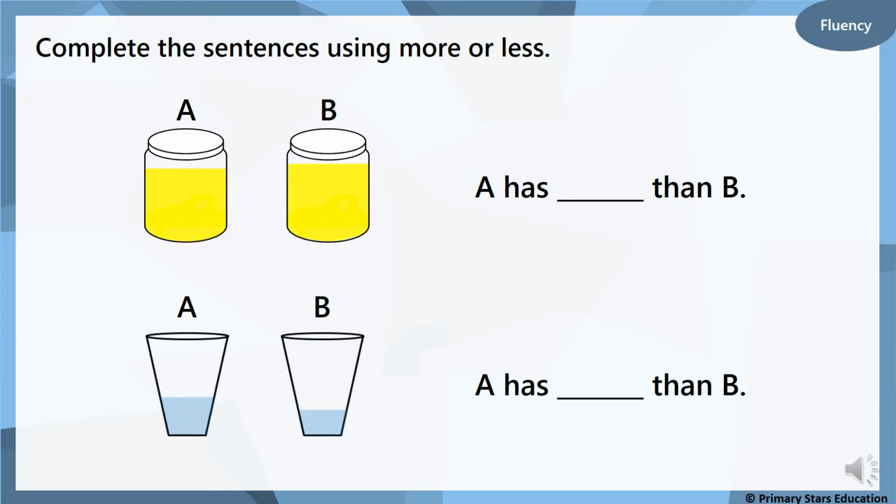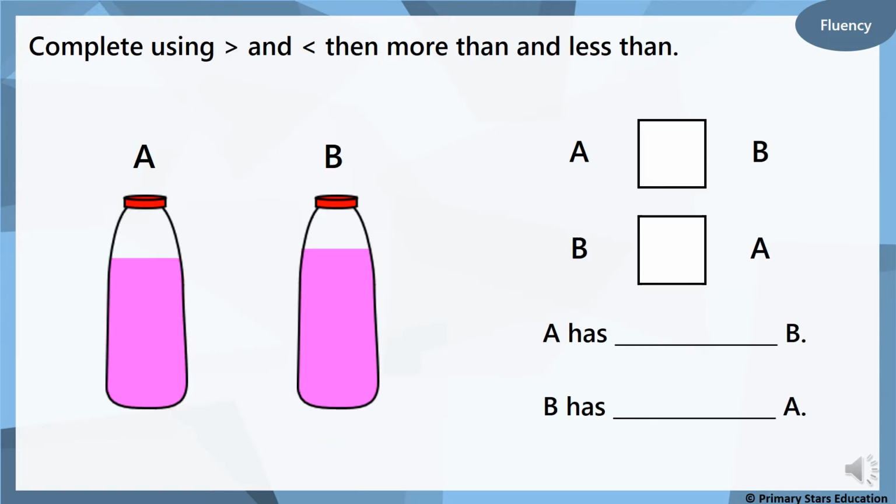Have another look again, pause it if you need to. Okay, look at these two bottles, and I want you to complete these statements using the more than or less than symbols. Okay, so A, which symbol for B? You can pause this if you need to. A is less than B. B is more than A. A has less than B and B has more than A.